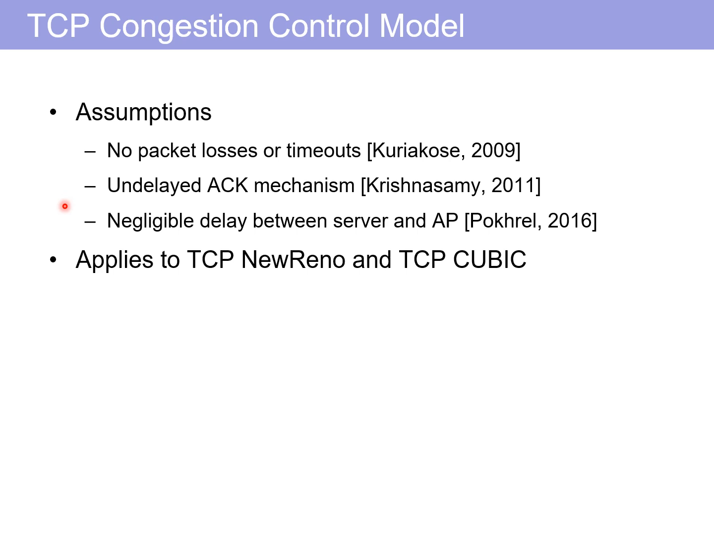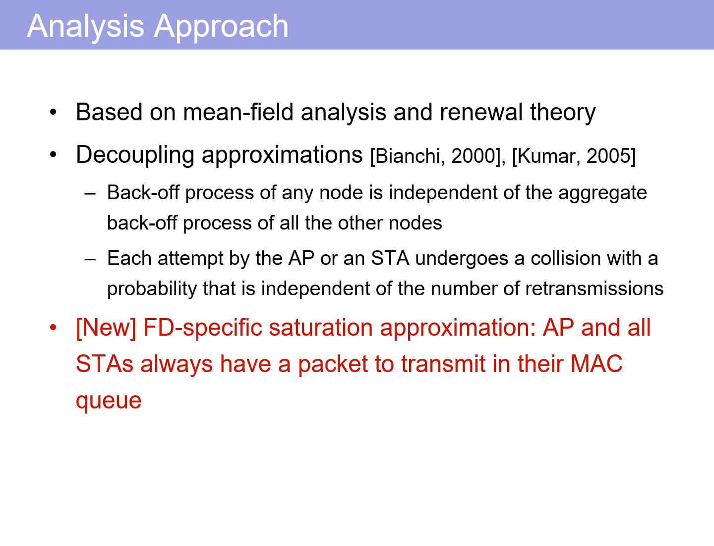This applies to some widely implemented TCP congestion control versions such as TCP New Reno and TCP Cubic, since in the absence of loss events, the TCP congestion window grows to the maximum value and stays there. Our analysis is based on mean field and renewal theory. We use the mean field based decoupling approximations to analyze the Wi-Fi MAC.